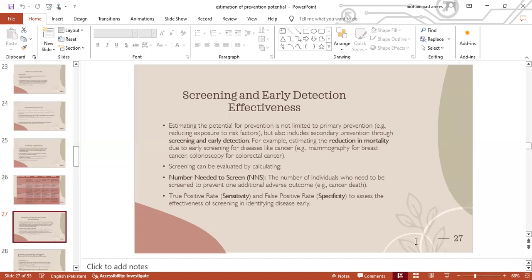Screening can be evaluated by calculating the number needed to screen, the number of individuals who need to be screened to prevent one additional adverse outcome. It also uses true positive rate and false positive rate, that is, sensitivity and specificity, to assess the effectiveness of screening in identifying diseases early.